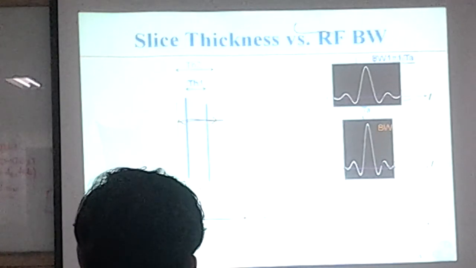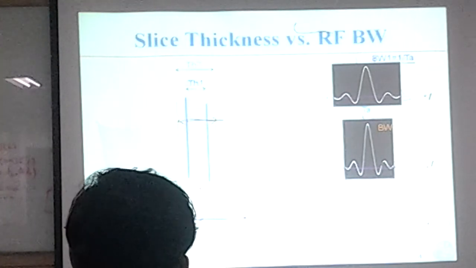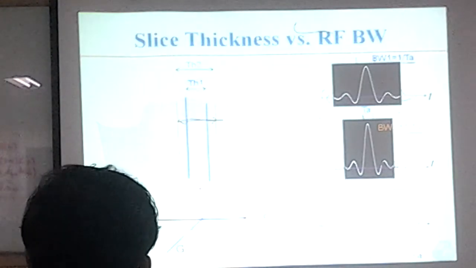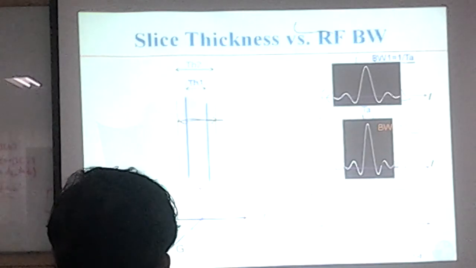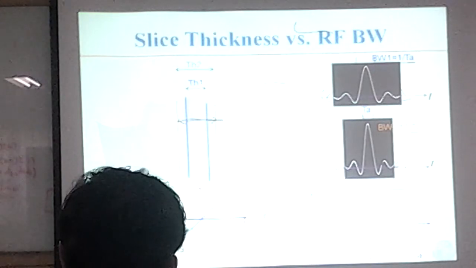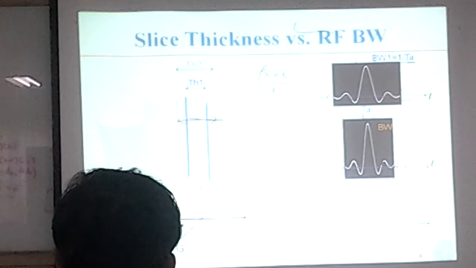Side lobe does not exist in this RF pulse. That means the ideal RF sinc function has infinite side lobes, because a sinc function has the equation like this, sin x over x. So the width of the sinc pulse is infinite. That means there are infinite side lobes here, and the slice profile is not ideal.